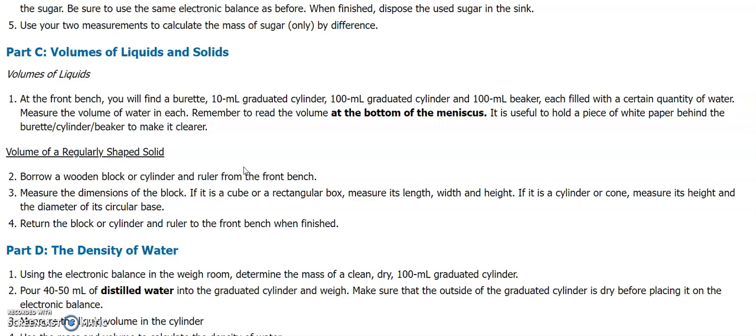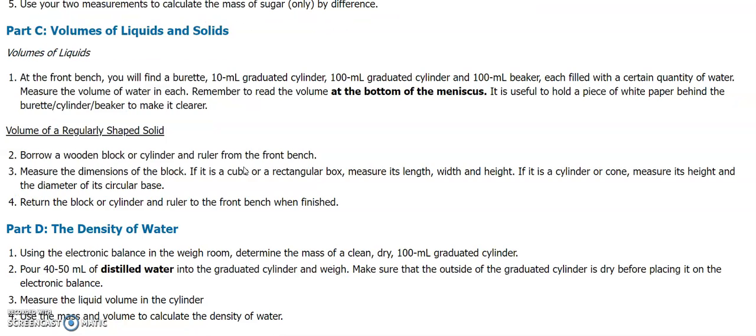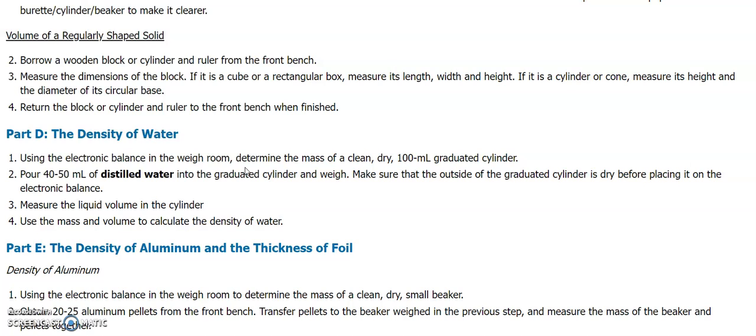Now, volume of regularly shaped solid. Borrow a wooden block or cylinder and ruler from the front bench. Measure the dimensions of the block. If it is a cube or rectangular box, measure its length, width and height. If it is a cylinder or cone, measure its height and the diameter of its base. Return the block and ruler to the front bench when finished.